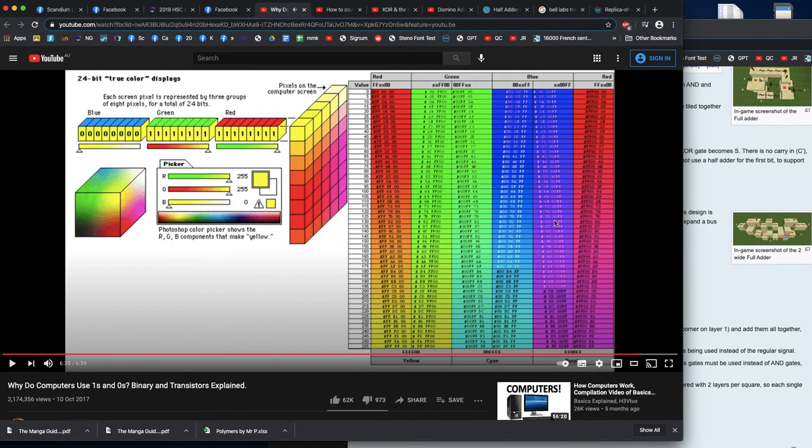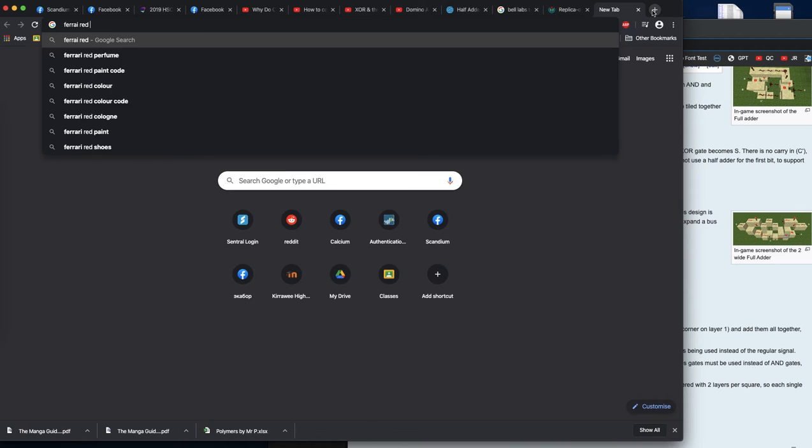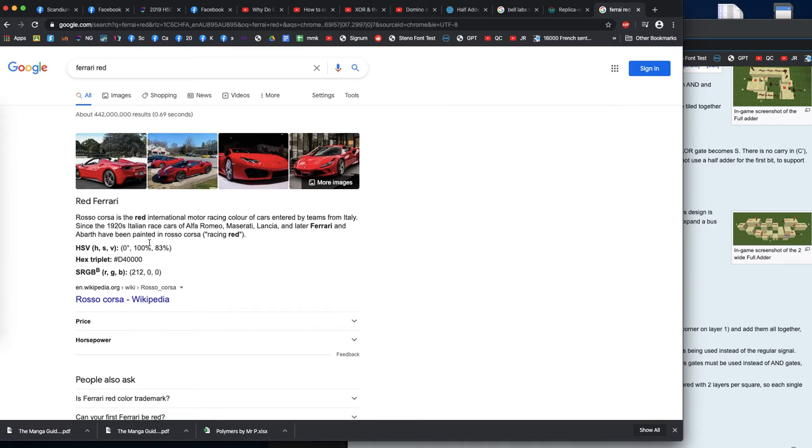In another video, he then goes to talk about how colors are represented in 3 bytes. So they're represented in 24-bit. When we talk about colors, we give them something like a hex code. So if I talk about famous colors, like Ferrari red, it'll give me a hex code. There's the hex code, which is another way of writing binary. Or we can write it in RGB, which is 212 out of 255 there, and then 0 and 0.